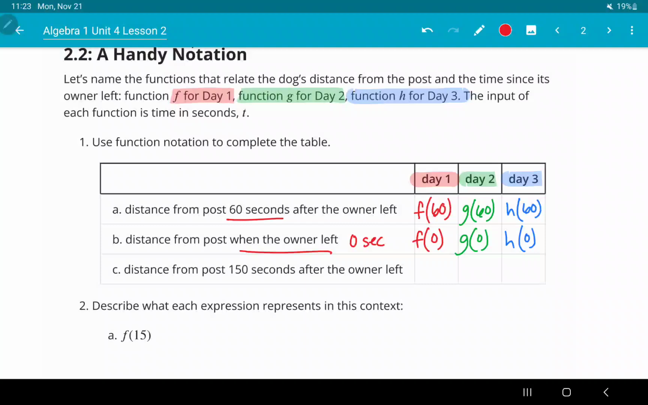Part C, distance from post 150 seconds after the owner left. So using the letter F to represent day 1, and the time is 150 seconds, so that goes inside the parentheses. On day 2, we're using the letter G to represent day 2. Time is 150 seconds. And on day 3, we're using the letter H to represent day 3, and time is 150 seconds.